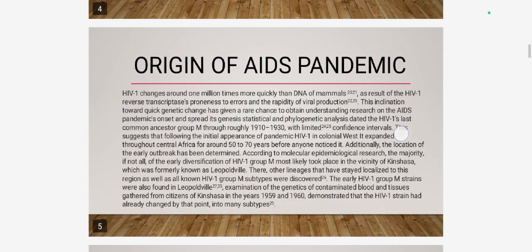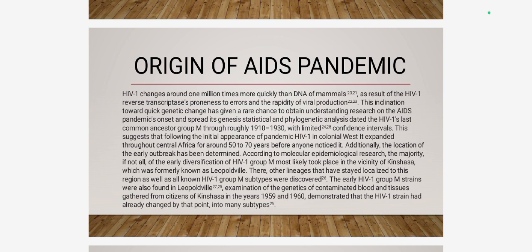So, HIV-1 changes around 1 million times more quickly than the DNA of mammals as a result of the HIV-1 reverse transcriptase's proneness to errors and the rapidity of the viral production. This inclination toward quick genetic change has given a rare chance to obtain understanding on the AIDS pandemic's onset and spread. Its genesis, statistical and phylogenetic analysis dated the HIV-1's last common ancestor, group M, to roughly 1910 to 1930 with limited confidence intervals.